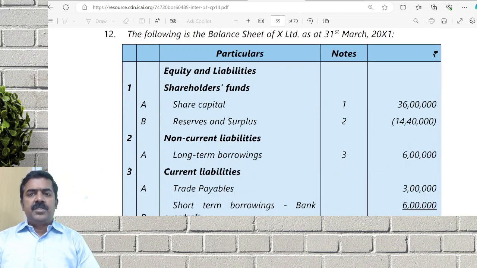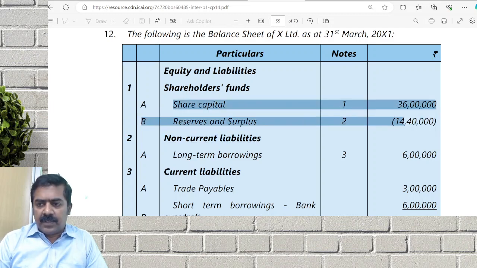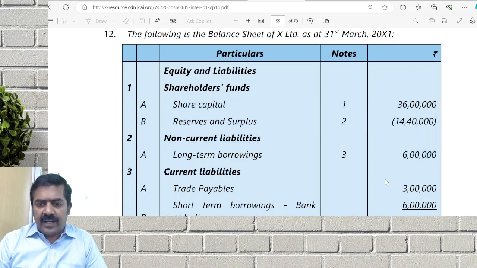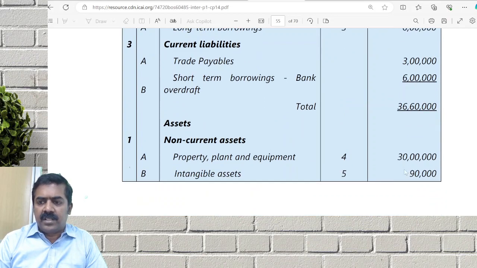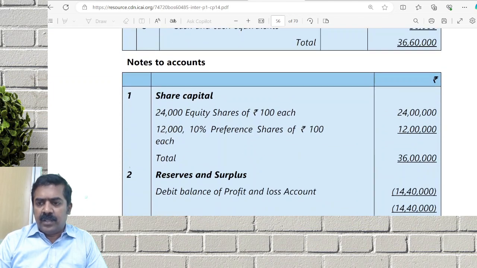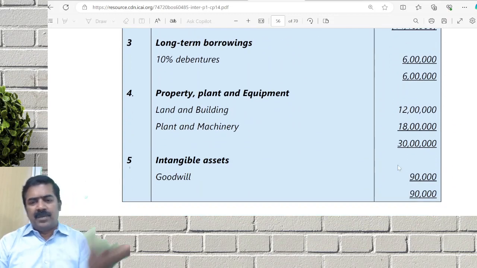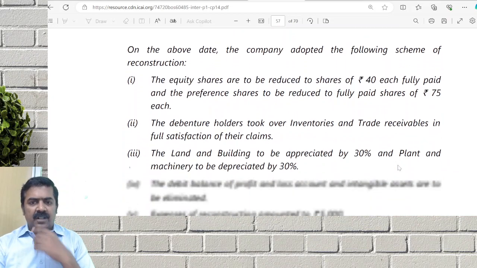Part 12. The balance sheet of X Limited is given. We are given share capital, reserves and surplus minus. Long term borrowing, trade payables, short term borrowing, bank OD is given. Plant, property, equipment, intangible assets are given. Inventory, trade receivable, cash and cash equivalent. Equity shares are 24 lakhs. Preference shares are what? 12 lakhs. Debit balance in P&L account, debentures, land and building, plant and machinery, goodwill are given like that.